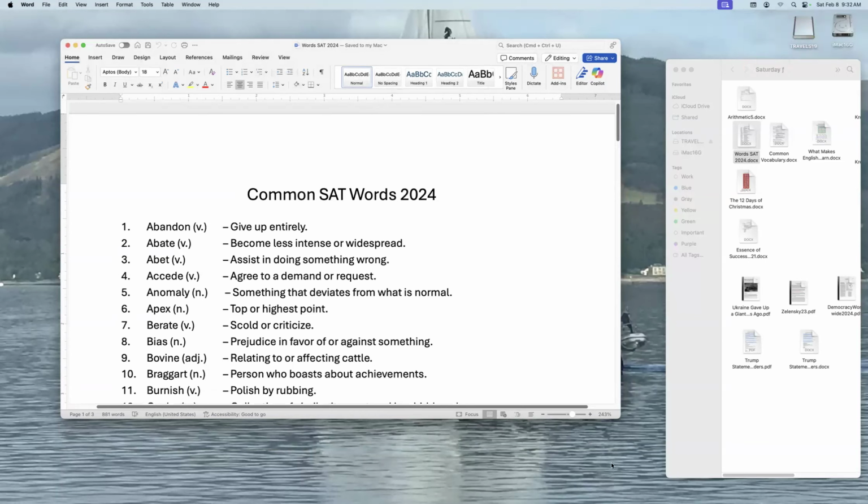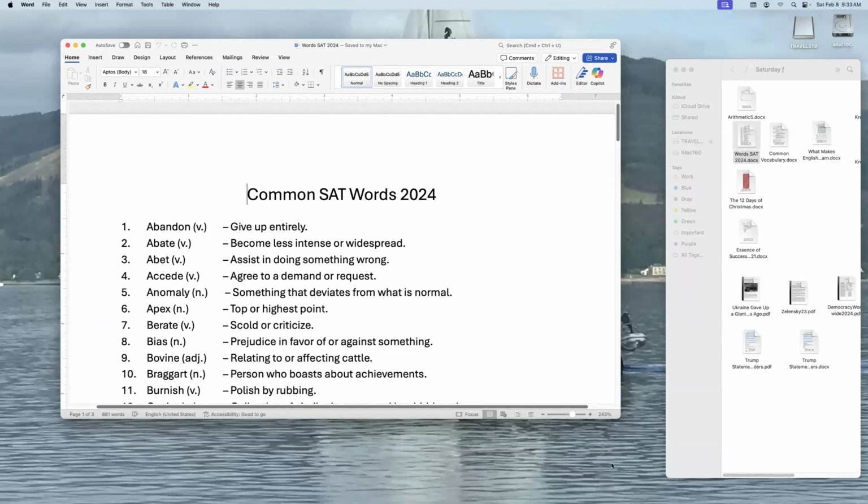Okay. So the first one is abandon. The second one is abate, if I'm correct. You are correct. The third one is abet. Just a bet. Abet. Okay. Fourth, acid. Five, anomaly. Six, apex or apex, I don't know. In that case, apex. Apex. Okay. Seven, berate. Eight, bias. Nine, bovine. I see this word for the first time. You're good.